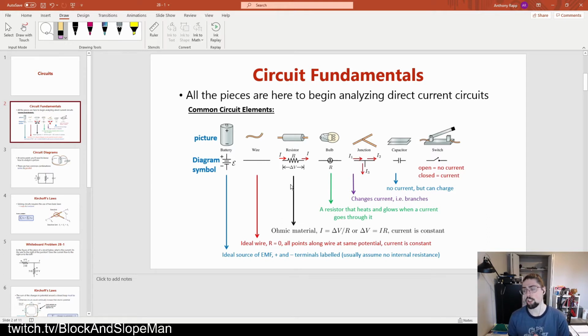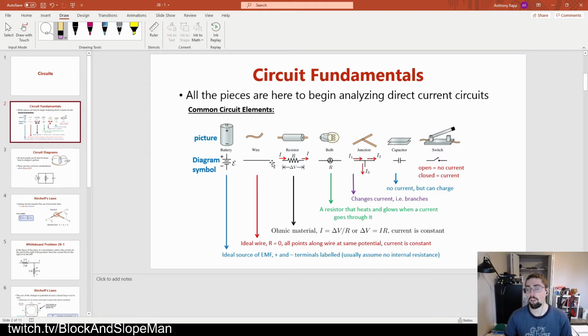We've got our good friend the junction that we saw last time. That's what happens when one wire forks out into multiple paths or forks into one path. We've got our good friend the parallel plate capacitor. And then finally we've got the switch. And the switch's job is to either open the circuit or close the circuit, let current through, or stop the current from going through. So these are all our cartoon kind of pictures of these pieces, but underneath them is a diagram symbol for each component.